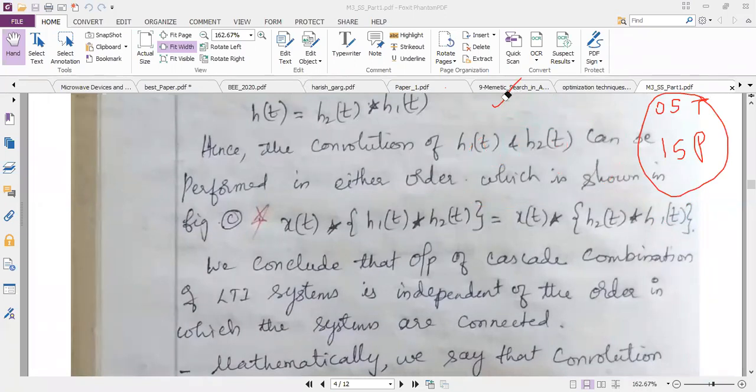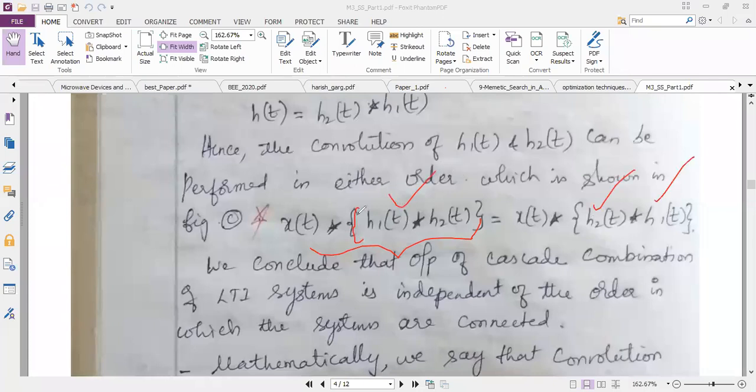Now see, because the cascade connection possesses the commutative property, you can see here in this equation, x of t convolution with h1 into h2 is equal to x of t convolution with h2 into h1. This order I have changed. That's it. Because of the commutative property.